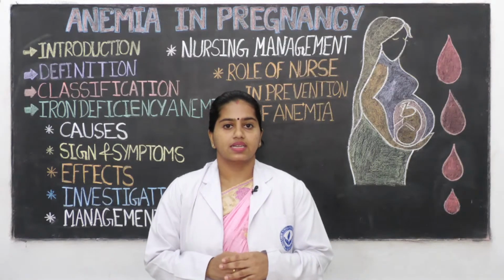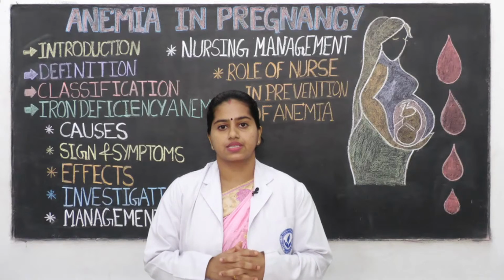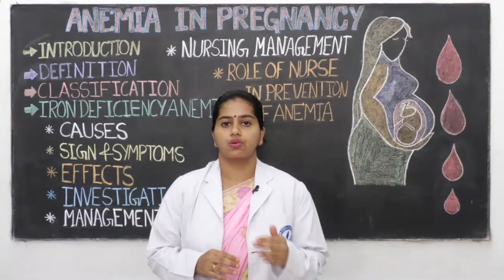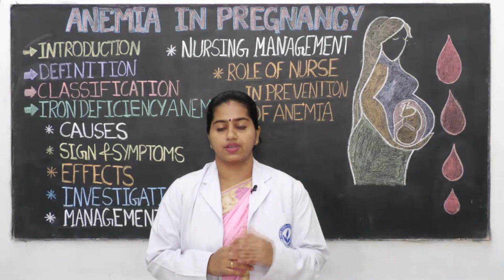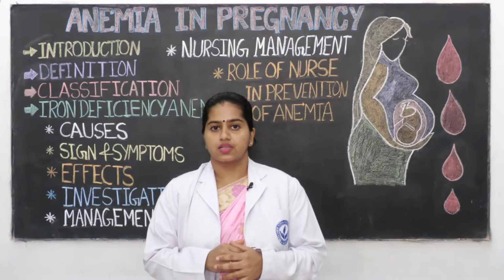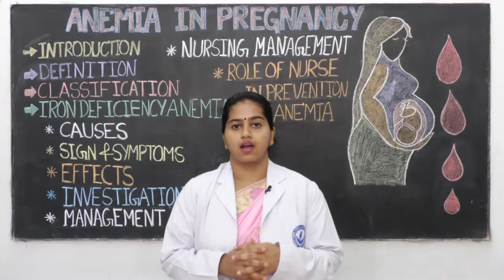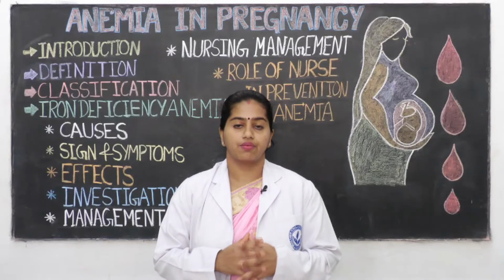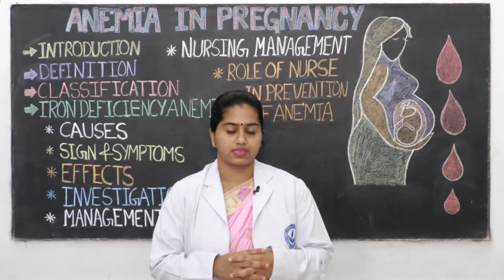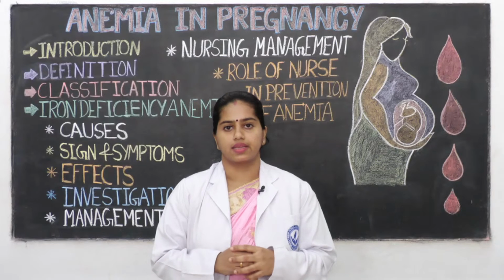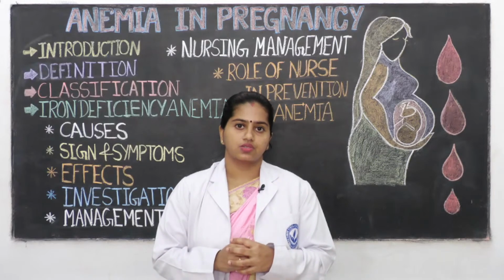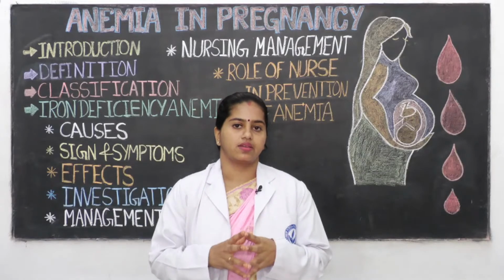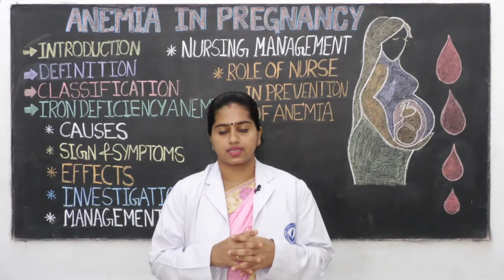Next, we'll see what the investigations are. Investigations are very important to rule out whether the mother has anemia. The first one is history collection. In the history collection, as nurses, we can ask the mother what her socio-economic status is, what type of food she is taking, and her environmental history. So which race she belongs to, which place she is living in, whether it is a hilly area or like that. So those histories can be collected.